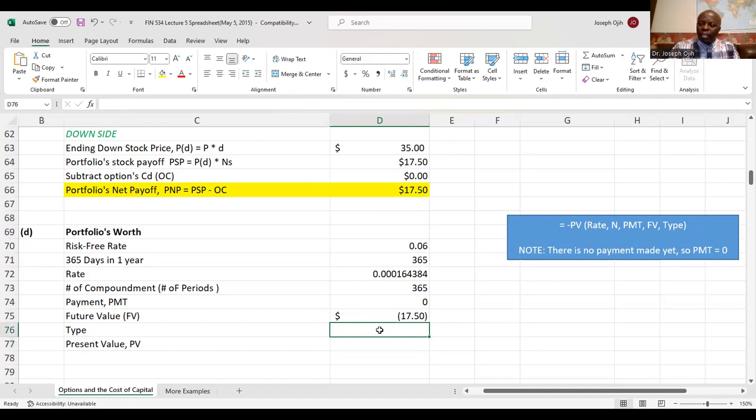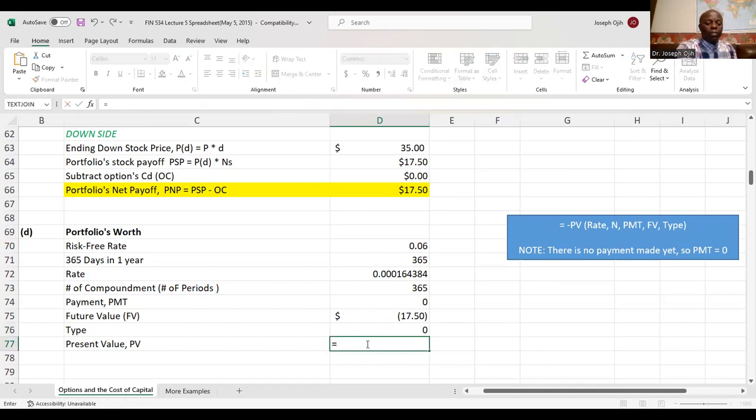Type: you're getting it at the end of the period, so you're going to make type 0. If you're getting it at the beginning of the period, type will be 1. Now let's find the present value to answer that question. How much is it worth? Equal PV.